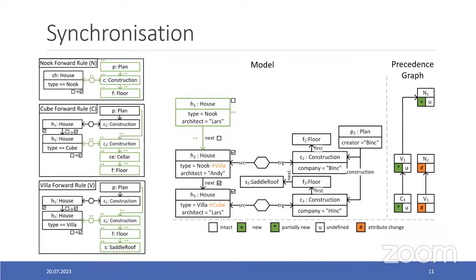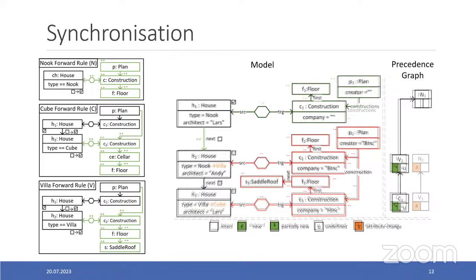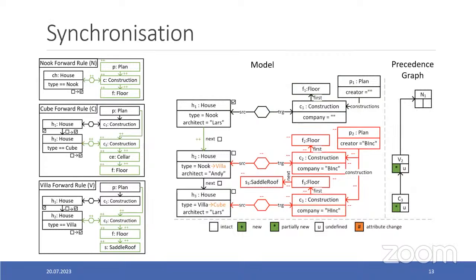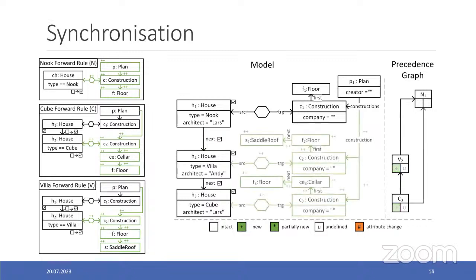And how we synchronized that before was basically, first you will probably start to translate the nook house on top. So we do that, use the nook forward rule. And now you're basically stuck because you have some inconsistencies and they block you from retranslating these elements. So what we do is we simply revoke these former rule application steps, translation steps, delete all these elements, and then we are free to retranslate these elements again using our villa forward rule followed by the cube forward.